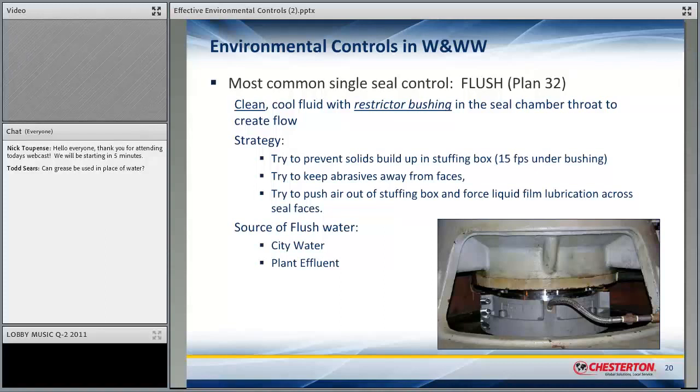A pump fluid that may have solids entrained in it is pushed out of the stuffing box. And now instead of sealing that solids-laden fluid, we're now sealing the cool, clean flush water. So we're trying to keep those abrasives away from the seal faces. And we're also trying to push air out of the stuffing box. At the same time, we're forcing a lubrication across those seal faces.